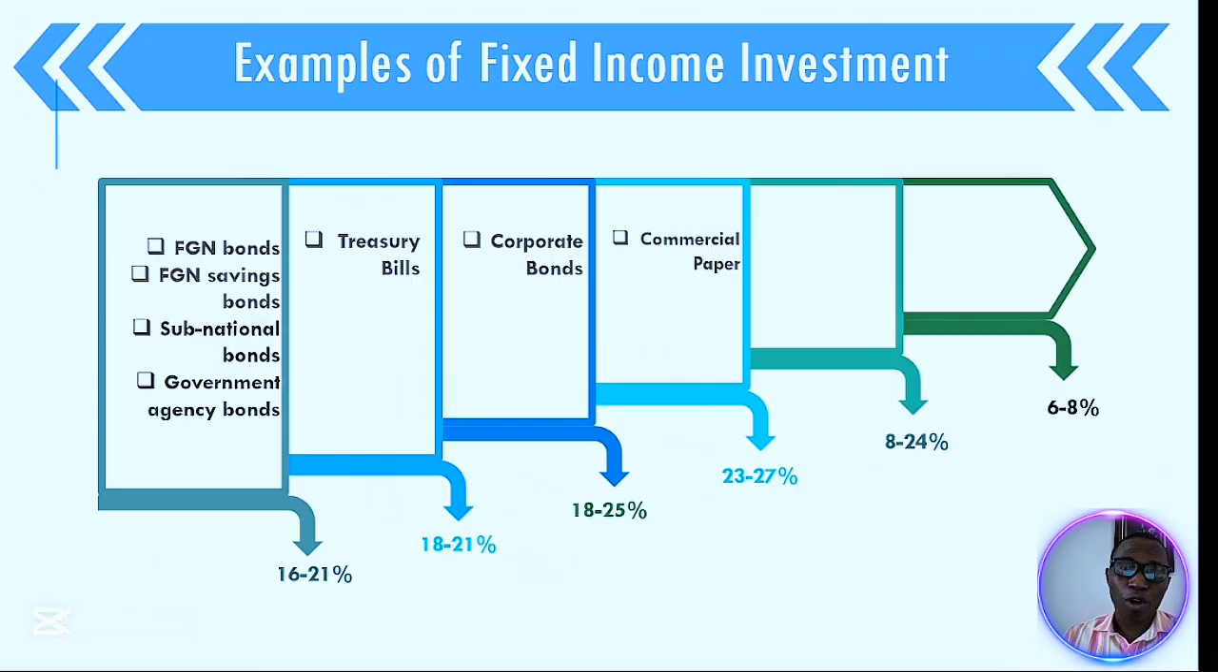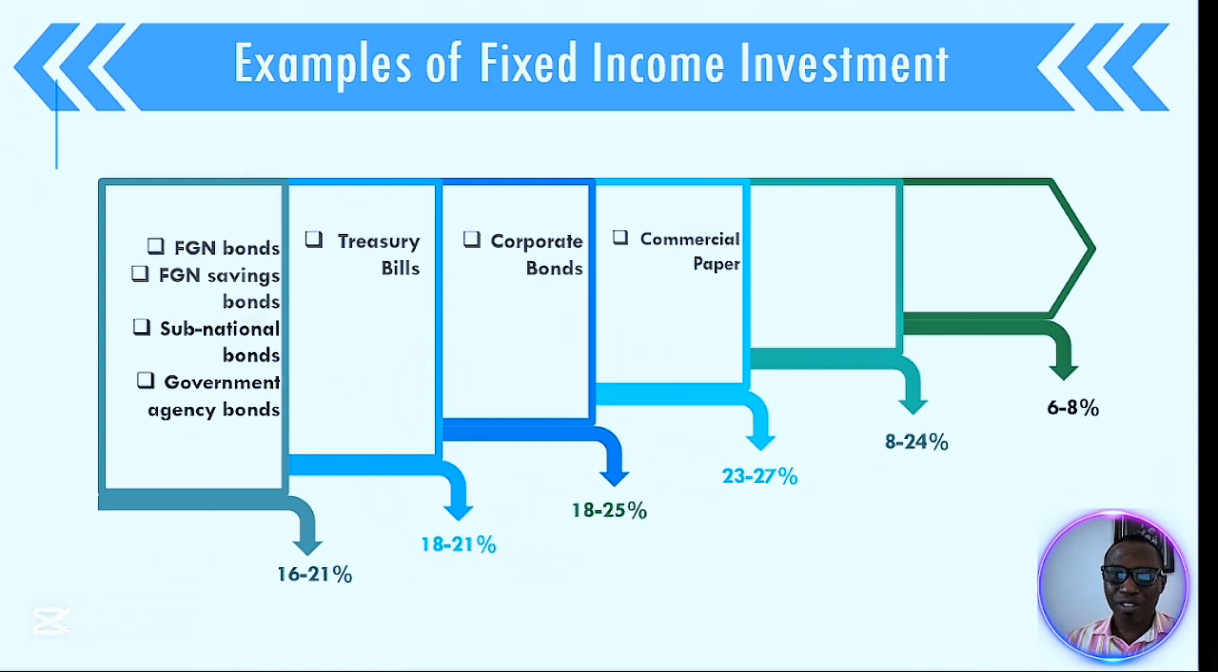So commercial paper also, the interest rate is high, and you are also paid upfront if it is from the primary market. But most of the time, the minimum you can invest in commercial paper is 5 million naira, except you come to the secondary market, and it's rare.